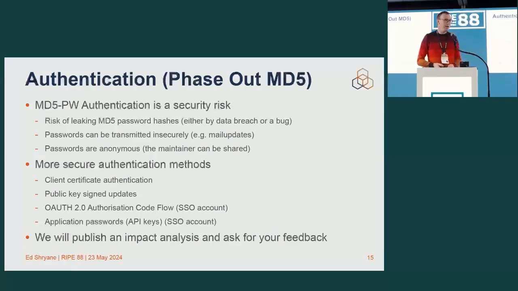Two bullet points we already have. We've introduced client certificate authentication. So that's an alternative. There's no shared secret. You set up a key-cert object with your key, and you can use that to authenticate changes. That's there. It's working. For a long time, we also have public key signed updates. So you can use PGP, for example, to sign updates and send them in using sync updates or mail updates.